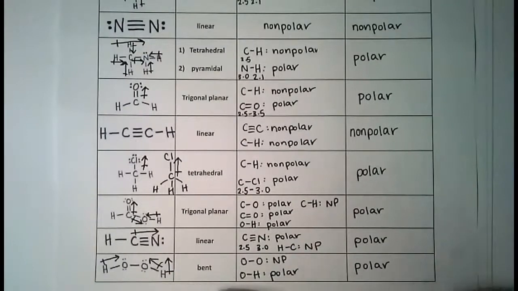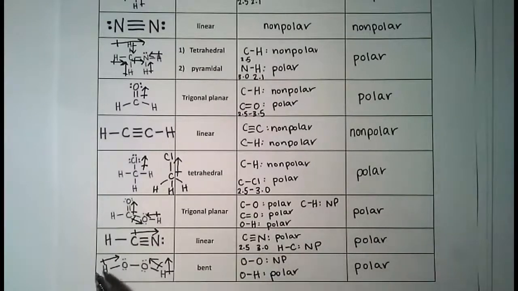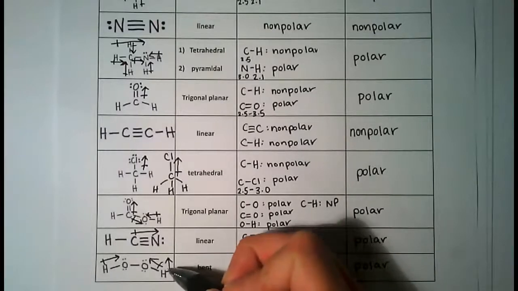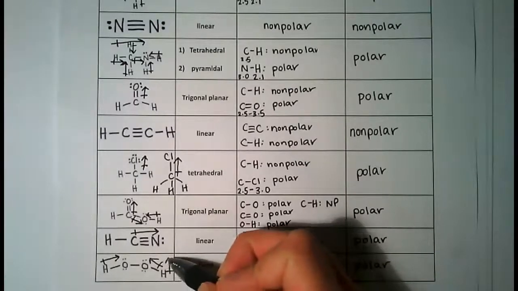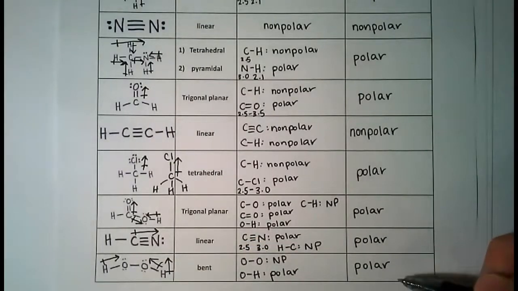So in this last one, we have an oxygen-oxygen bond, which is nonpolar, an oxygen-hydrogen bond, which is polar. And so we draw our arrows, and in general they point up towards the oxygens. If this were linear, those arrows would cancel out, but it's not a linear molecule, it is bent. So in general, our electron density is being pulled upwards towards the oxygens, making this a polar molecule.